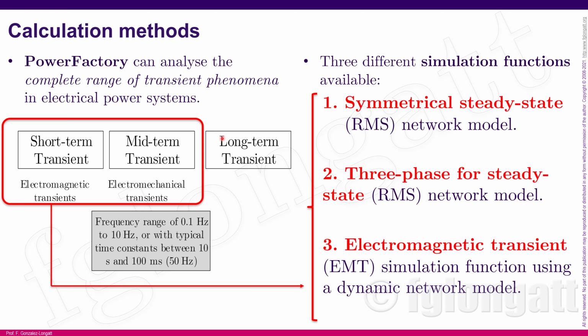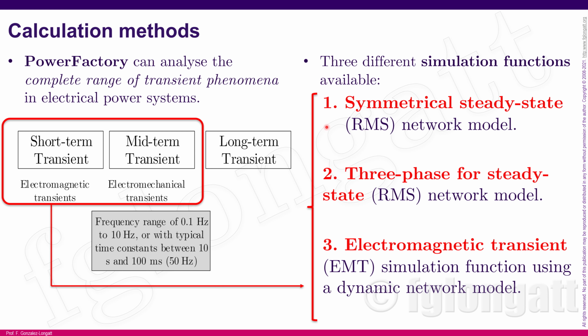What I want to explain is that the functionality for simulations RMS and EMT inside Power Factory basically has 3 calculation methods. The first one is the symmetrical steady-state network model. In that case, we are solving the power system dynamics, but the consideration is that we are using a system where there is only fundamental frequency. I mean, for instance, in Europe, 50 Hertz.